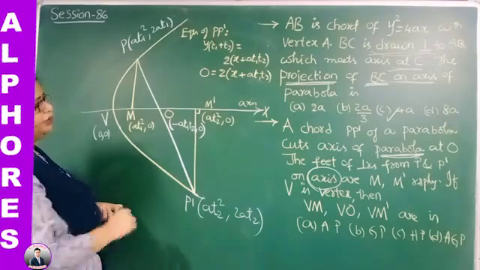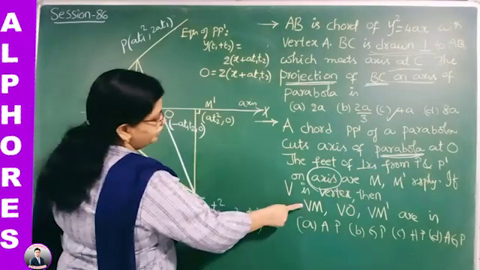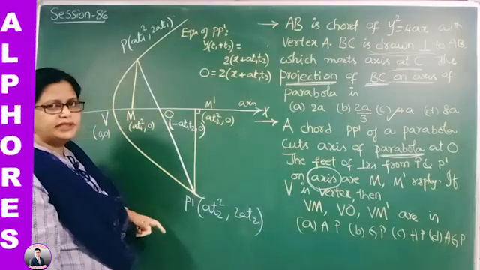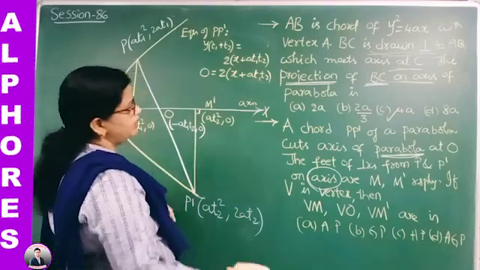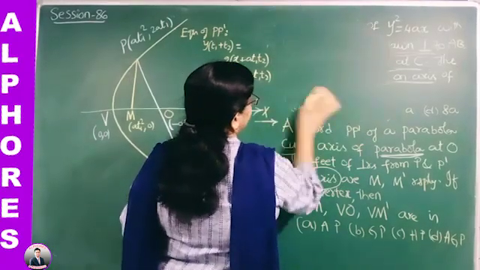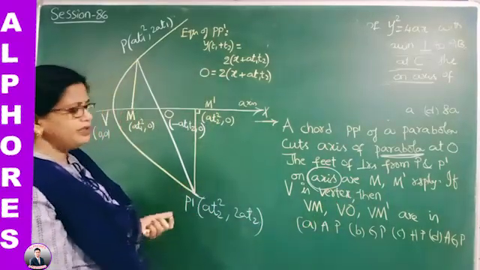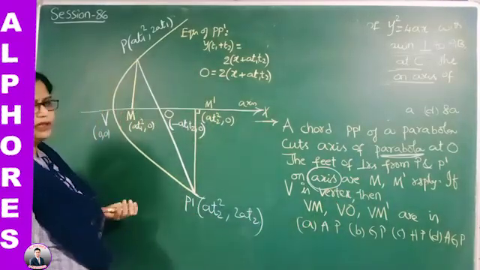Now you came to know about all the lengths. What are the lengths we require? VM. And the next length is VO. VM is one length, VO is another length. And what about the next length we require here? It is VM dash. So VM is one length, VO is one length, and VM dash.